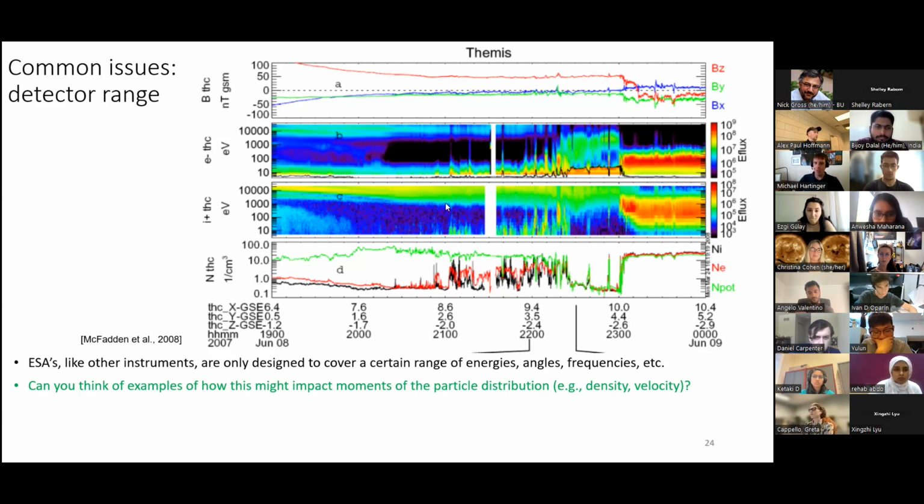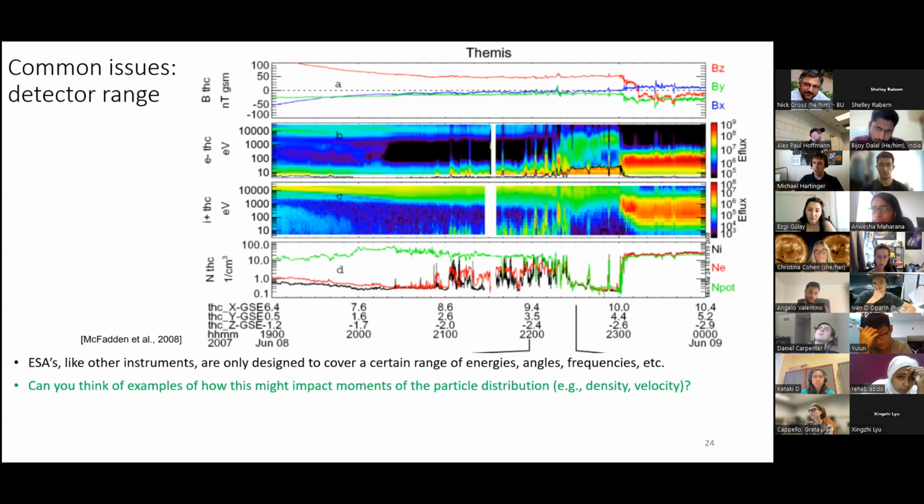But what you're seeing here, back to this example, goes back to the example that Sky was saying about only seeing one population at a time. The ESA detector on Themis was not designed to measure all energies. It was only designed to measure a certain range of energies. And it turns out that the lower end of their energy range does not extend down into the range typically covered by the plasmasphere, that cold, dense, co-rotating plasma I mentioned in the last lecture.